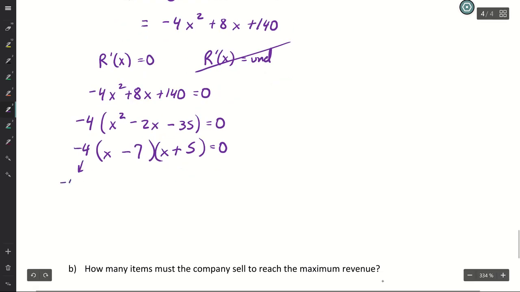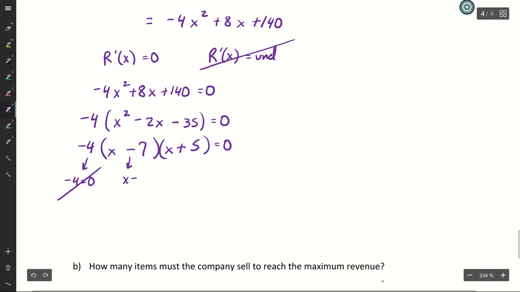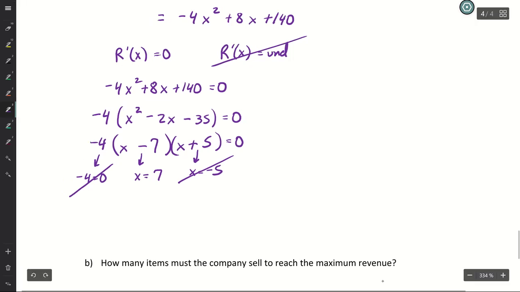All right, the -4 doesn't make sense here because it doesn't have an x with it to set it to 0, so that's out. This one would be x is 7. This one would be x is negative 5. The negative 5's out because it doesn't make sense to talk about a negative amount of products. All right, so on here, the only critical number we have is 7. So if there's going to be an extreme value, it would happen at the 7.